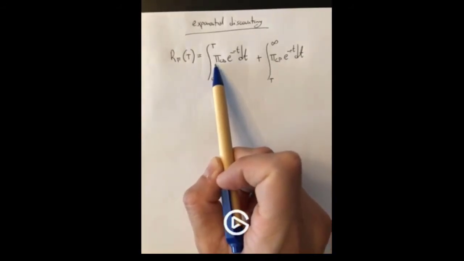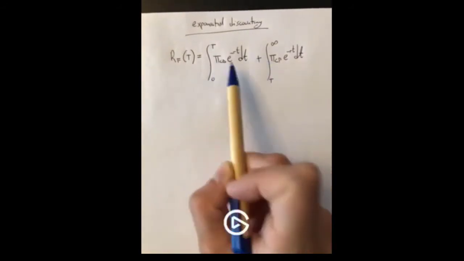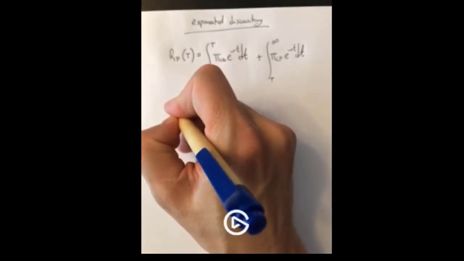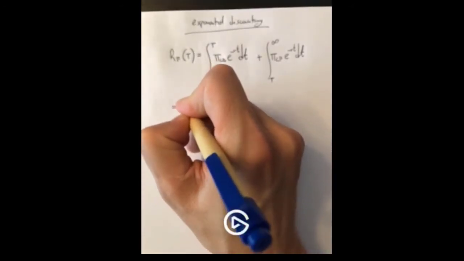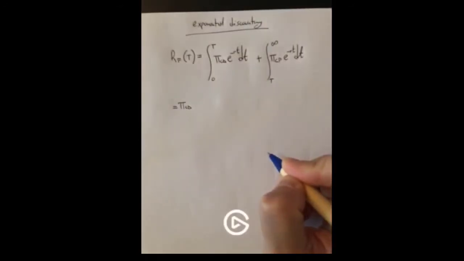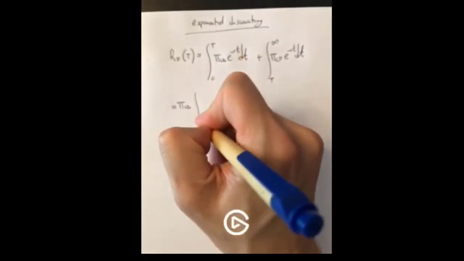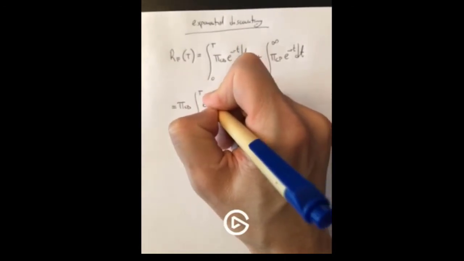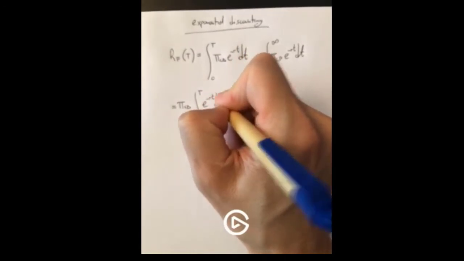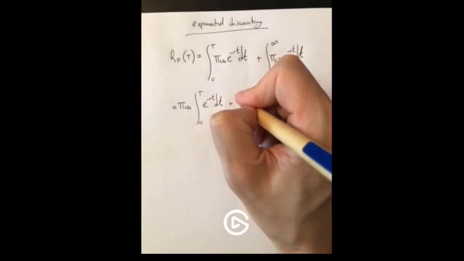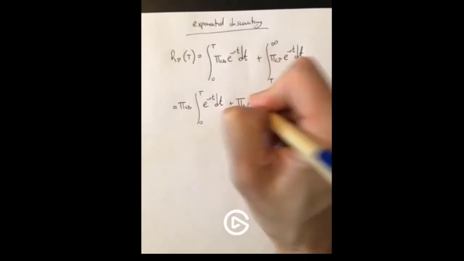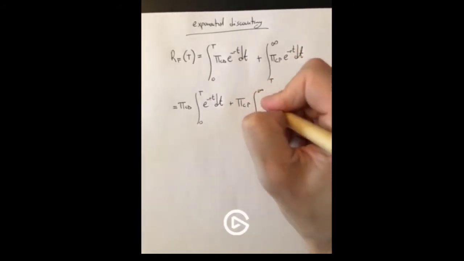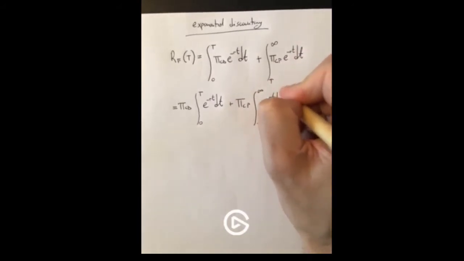So the pi's, pi CD and pi CP, are not functions of t. So I can take them out of the integral, and I can rewrite this as pi CD times the integral from 0 to T of e^(-rt) dt plus pi CP times the integral from capital T to infinity of e^(-rt) dt.